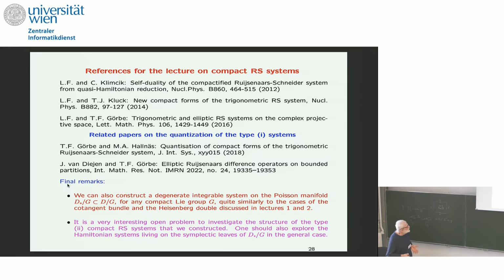So the type 2 systems should be understood. What kind of singularities? I conjecture probably elliptic singularities, but we don't really know. And also the quantization of the type 1 system has been worked out both in the elliptic and trigonometric case, but for type 2, basically nothing is known.